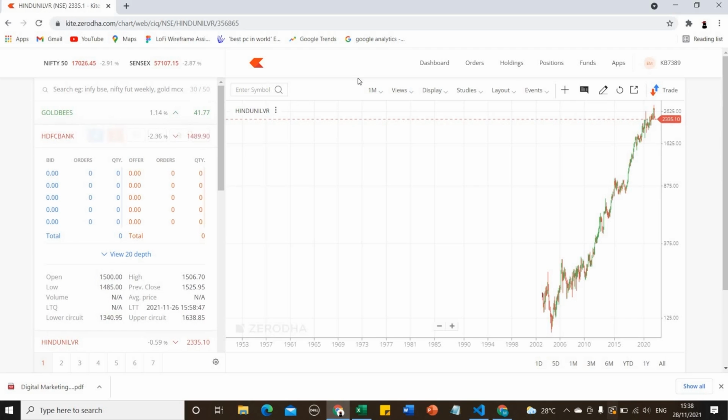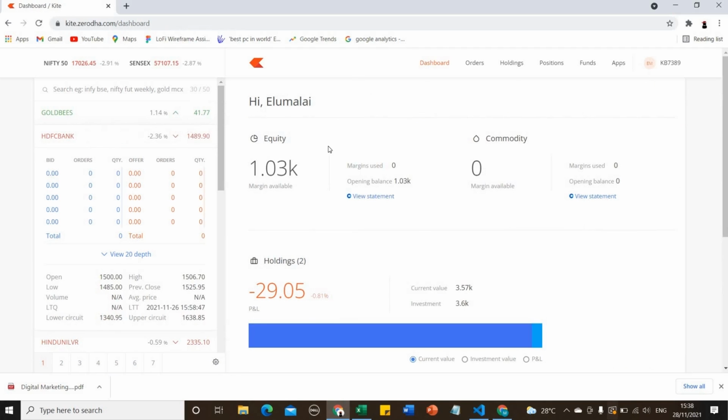Okay, now let's go for buying HDFC Bank. And this is the dashboard. It shows the equity margin available, how much funds I have invested, and what is the current value, profit or loss. It shows holdings, what the holdings percentage is right now, whether I am in profit or loss. It shows here, and investment value, profit and loss. Now let's buy HDFC Bank.